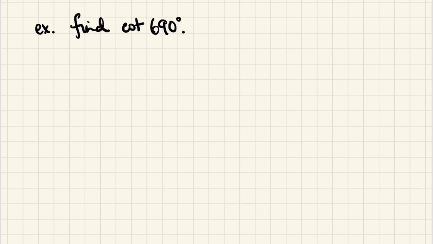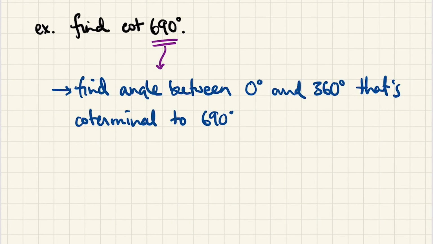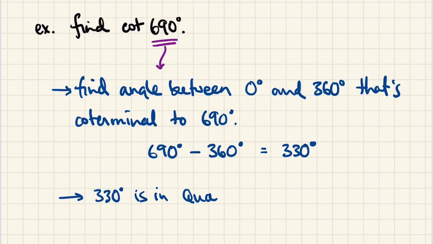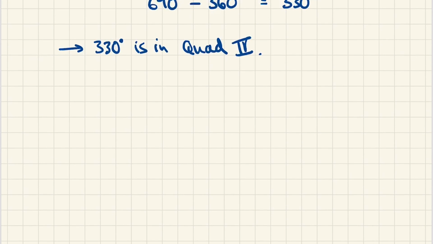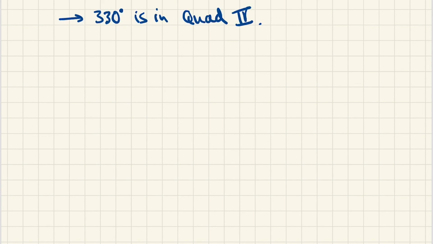Okay, let's find the cotangent of 690 degrees. And like before, we should find what angle between 0 and 360 this is coterminal to. And we'll just do that by subtracting 360 degrees. And it looks like our angle is 330. Well, that's in the fourth quadrant, which means 690 is in the fourth quadrant as well, because they're coterminal. They point in exactly the same direction. And knowing that 330 is in the fourth quadrant will help us find its reference angle.